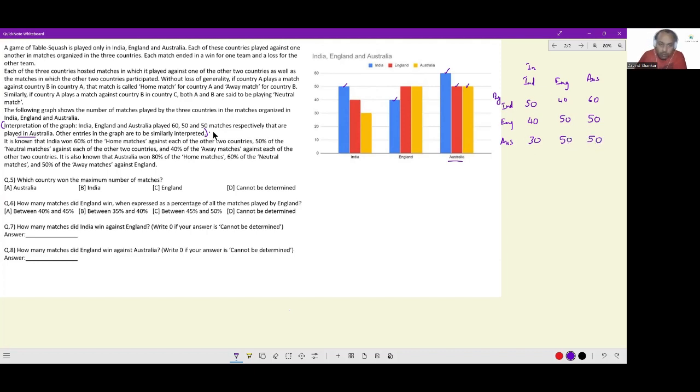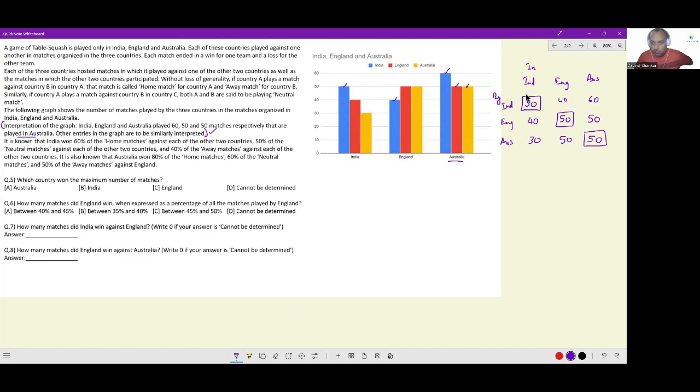Now at this point itself, the wonderful thing you can see: the matches played by India in India, these are all home matches. Similarly, matches played by England in England, these are all home matches. And matches played by Australia in Australia, these are all home matches.